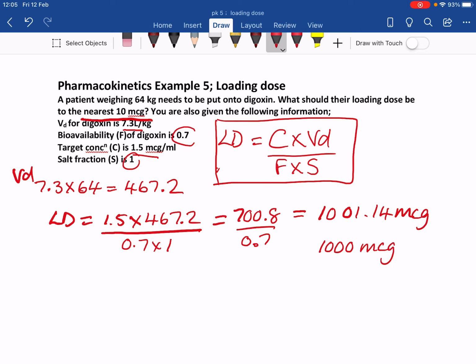I think that's as important a lesson as the actual calculation: to read the question in terms of how to express the answer, because if you wrote the top answer, you'd be marked wrong. You need to do it to the nearest 10 micrograms in this case.